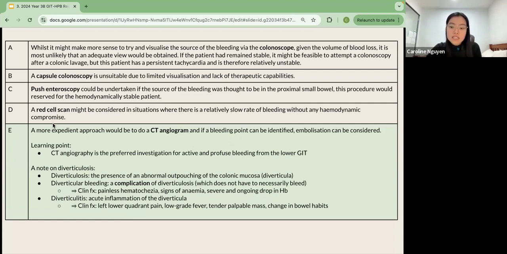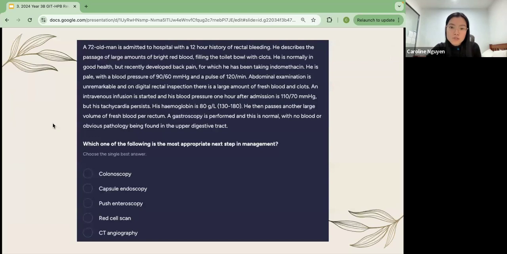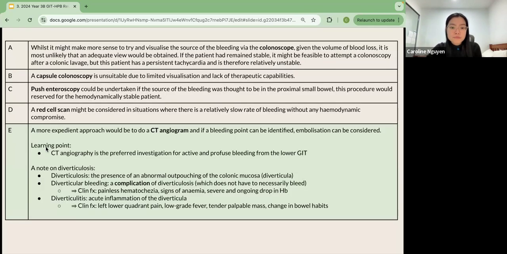And in this case, it's most likely a diverticulosis bleed. He's a really old man. He doesn't have any other symptoms. And this is the preferred investigation for that. Yeah, because he's got this painless hematochezia, signs of anemia, and severe and ongoing drop in hemoglobin.